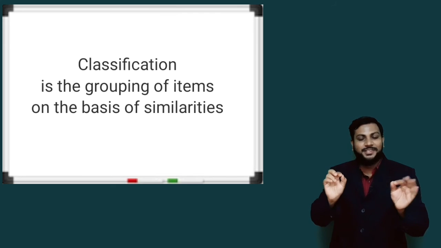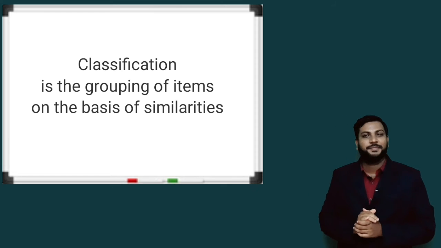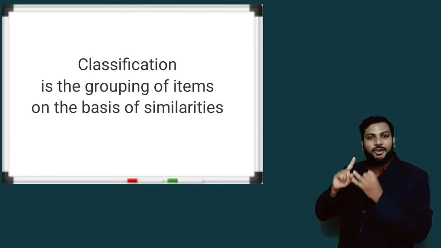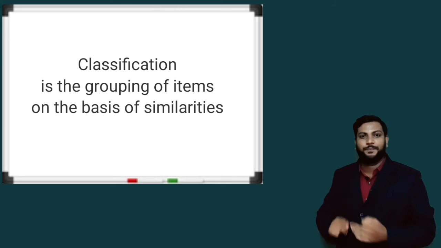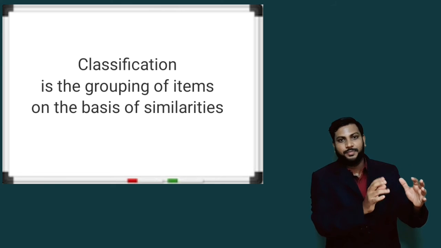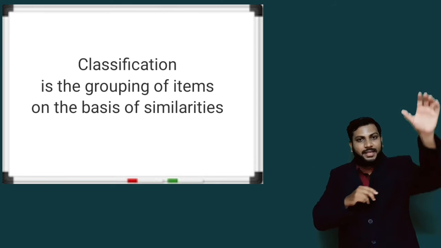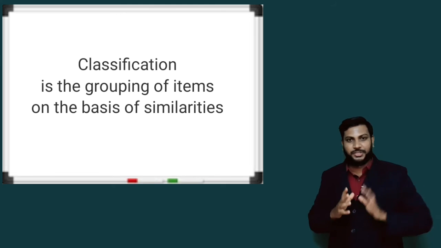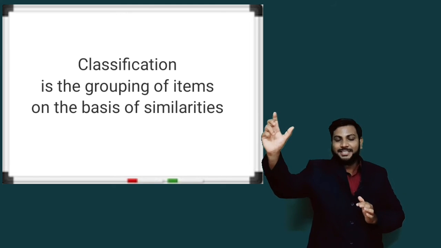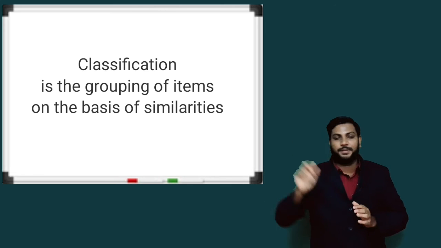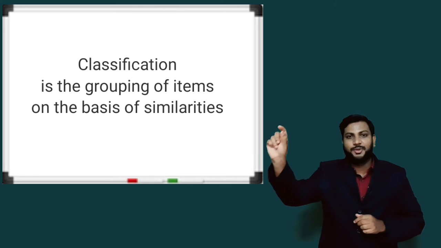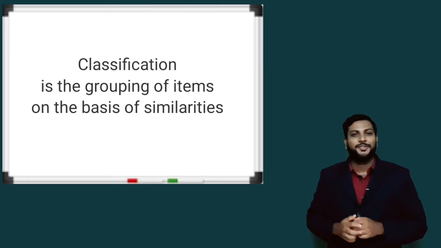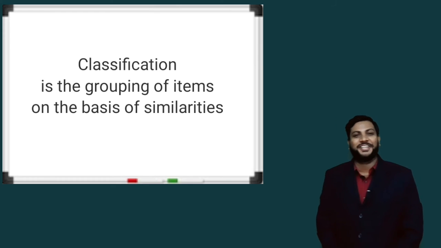Then how will you classify? Yeah, fruits and vegetables. Apple, orange, mango, one group, fruits. Another one, what is that? Vegetable: potato, tomato.